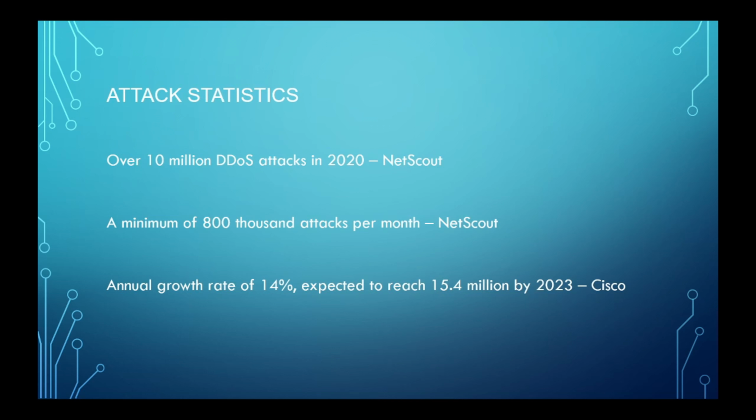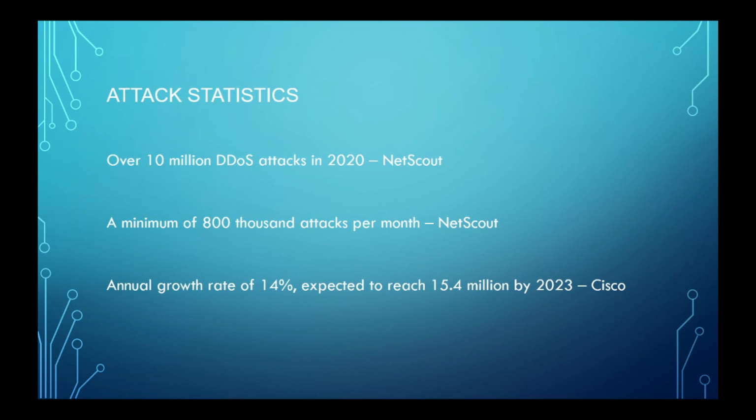Well, we can see that over the last few years, the scale of these attacks has grown tremendously. In 2020, NetScout reported over 10 million DDoS attacks over the course of the year. That had grown massively from 2019 and 2018 as well. And that's over 800,000 attacks per month.